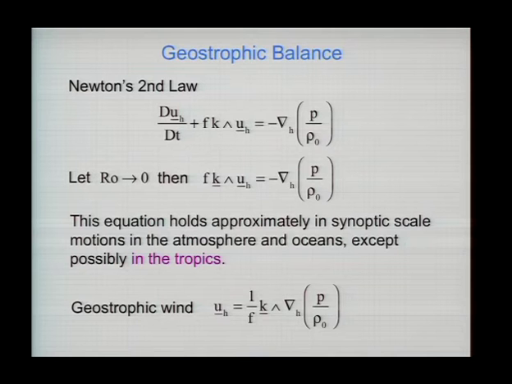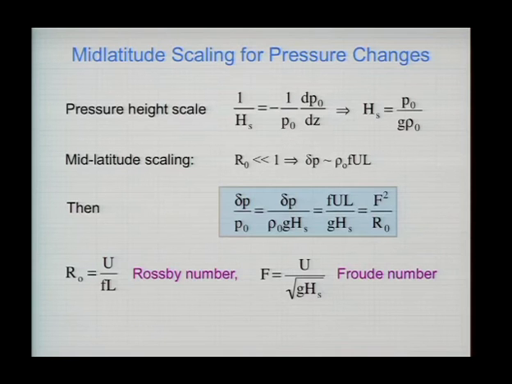Now, that is not a very good approximation in the tropics, and probably everybody here knows that. Geostrophic balance is not a good approximation in the tropics because the Rossby number is not small. What is a good approximation in the tropics? Let's just call it out. All right. Now, this is what Charney did, and I think this is pretty important. These next few slides.